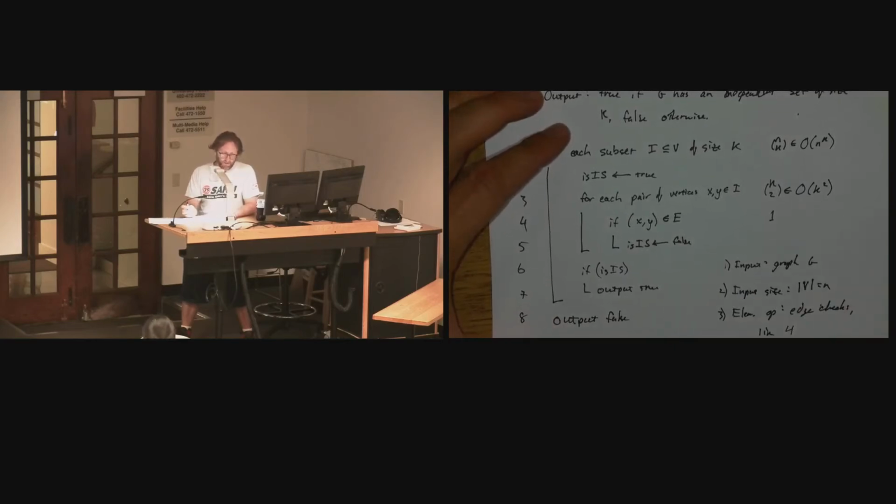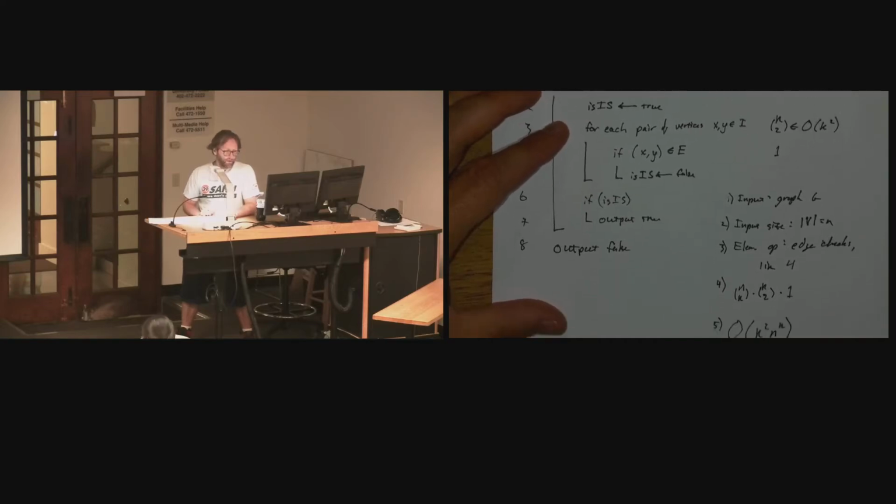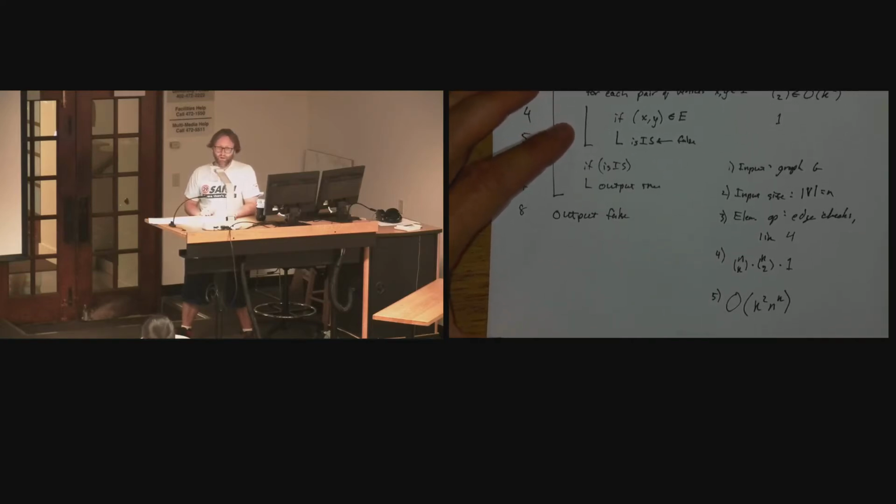How many times is it done with respect to the input size? Well, it's this times this, so if you put them all together, that is n choose k times k choose 2 times 1 and 5. This is simply going to be order k squared n to the k, if you want to get real technical.